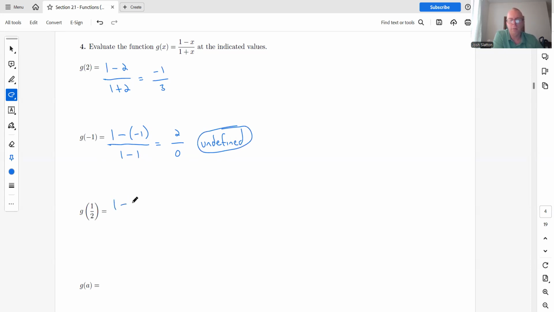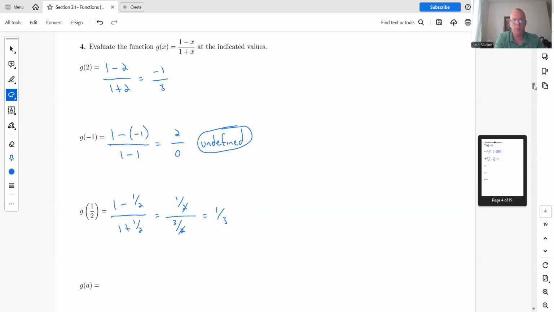Plug in 1/2. So 1 minus 1/2 over 1 plus 1/2. So here we get 1 minus 1/2 is, of course, 1/2. 1 plus 1/2 is 3/2. And so here we have 1/2 divided by 3/2. The 2's will cancel, so they're both in the denominators of their respective fractions. And so we have 1/3.